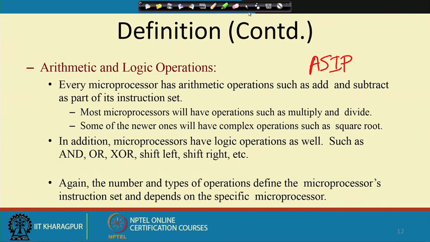Apart from arithmetic operations, there are some logic operations like AND, OR, XOR. Then there are shifting operations, shift left and shift right, which have several applications. One particular application is that many times we need to multiply a number by 2 or powers of 2. Multiplying a number by 2 means you are actually doing a left shift of the whole thing.